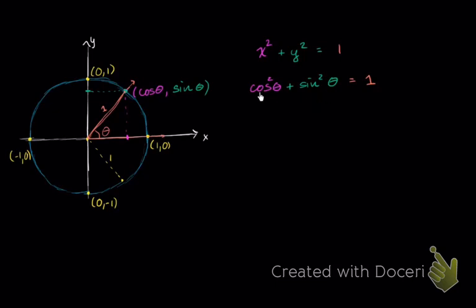And that's just from the point. Cosine theta is the x-coordinate, sine theta is the y-coordinate. They have to satisfy this relationship which defines a circle. So cosine squared theta plus sine squared theta is 1. Now, as we've seen in other videos, this is called the Pythagorean identity.